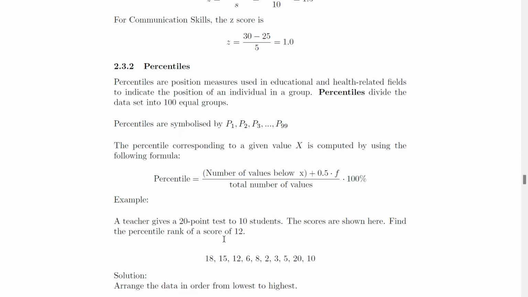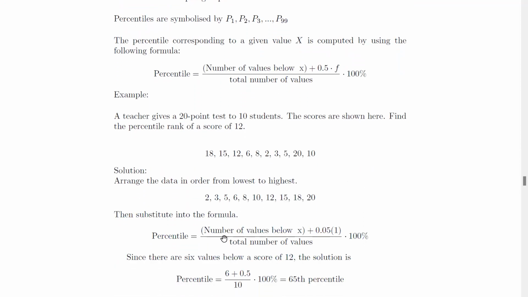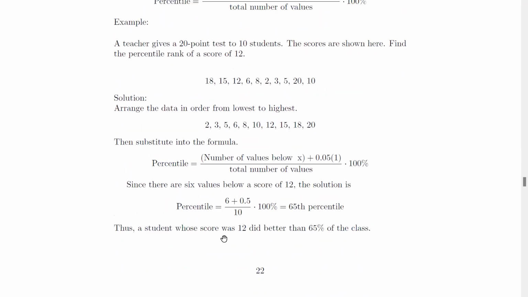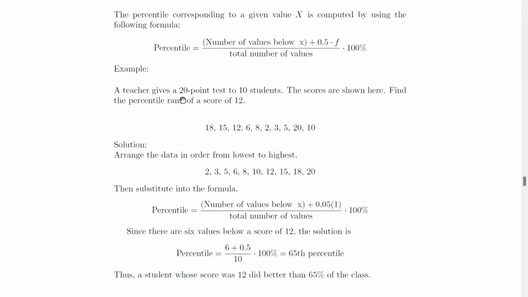So let's take an example. A teacher gives a 20-point test to 10 students. The scores are shown here. Find the percentile rank of a score of 12. So the first thing is to arrange this data set in order, which has been done over here. Now, our focus is on this number. We want to know what is his or her percentile position. What is this number's percentile position amongst this entire data set?